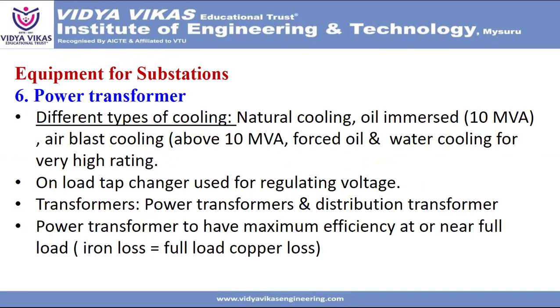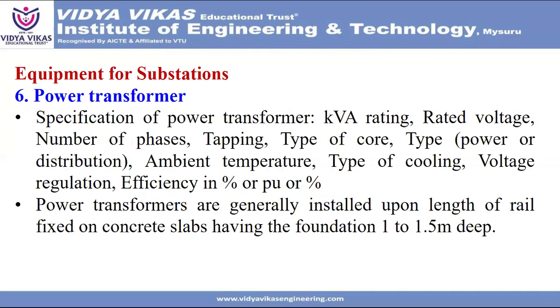For power transformers, we have different types based on the cooling system. Natural cooling, oil immersed up to 10 MVA, air blast cooling above 10 MVA, forced oil and water cooling for very high rating. On-load tap changer is used for regulating voltage. Transformers are of two types, power transformer and distribution transformer. A power transformer is designed for maximum efficiency, and we get maximum efficiency at the condition where iron loss is equal to copper loss.